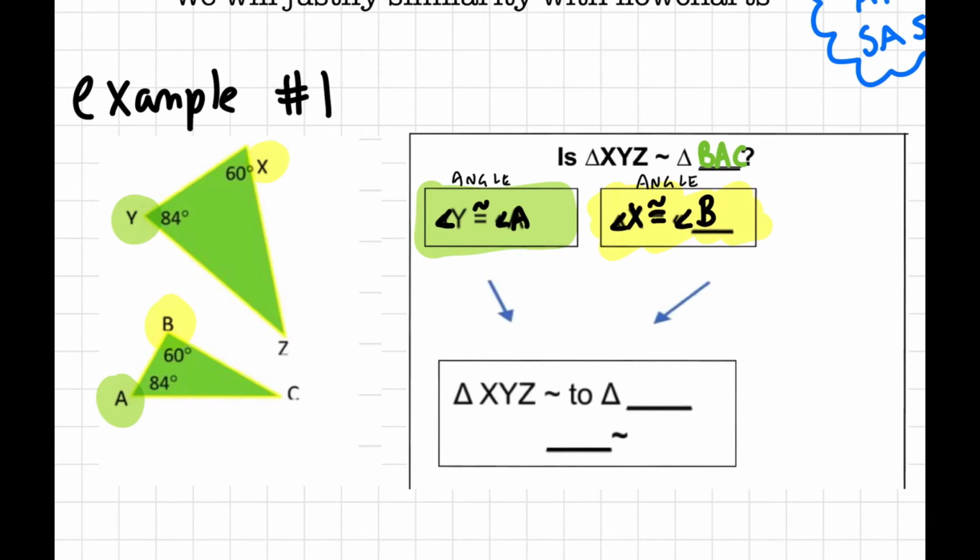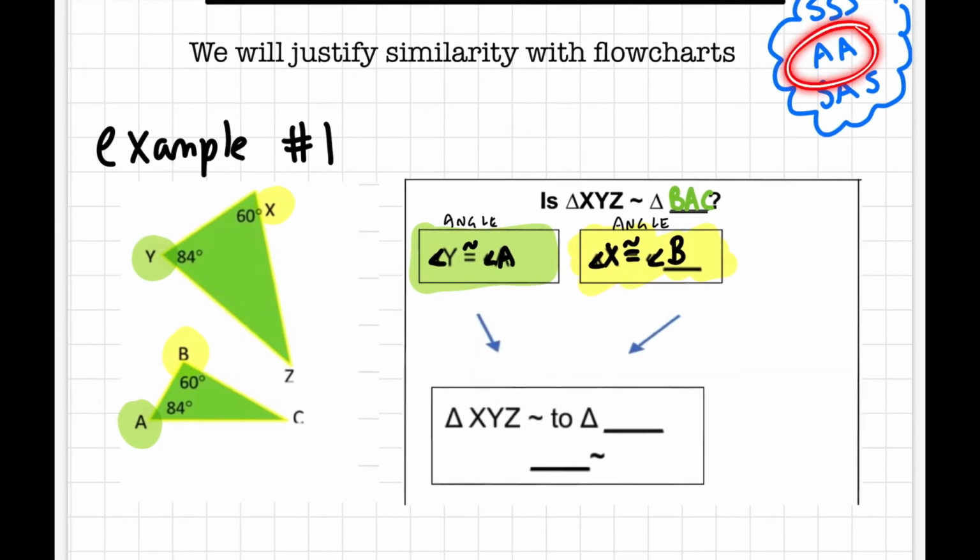So all together, we're going to put this together to justify. We're going to use angle, angle similarity because we have two angles. We just showed two pairs of congruent angles. So we need to fill this in down here. So by angle, angle, just write that there, angle, angle similarity.